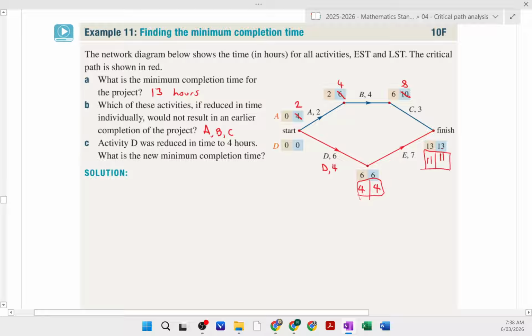So what is the new completion time? The new completion time is 11 hours. Awesome.